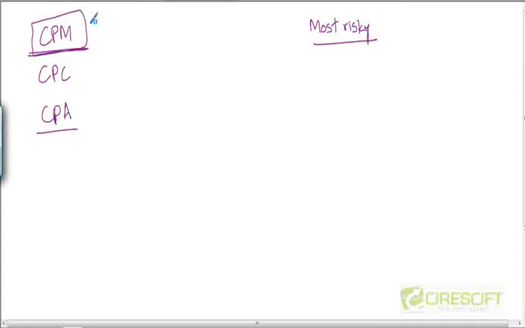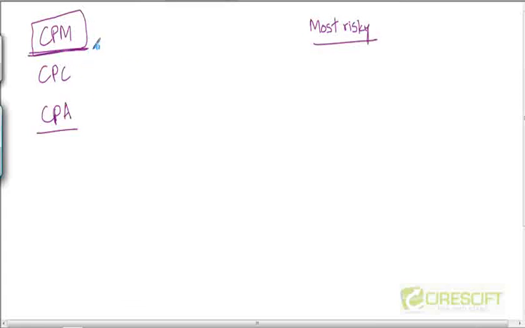Okay. But would you agree that CPM is the most risky? Because you're paying for impressions and you don't know who is actually being shown the ad. Right? Somebody could be coming to CNN.com for news, maybe somebody in the US, and suddenly sees an ad from a local shoe store in some other country. They're not the right customers for you. They're not going to become your customers.